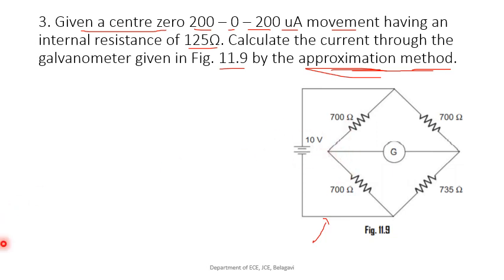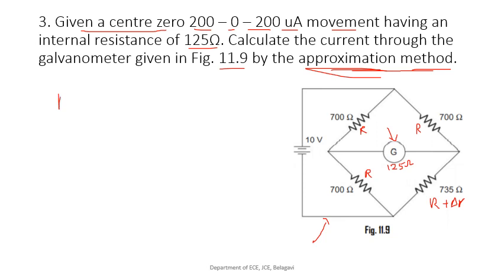So what you have to do is the approximation method. Here it is R, here it is R, here also it is R, and here it is R plus delta R. So three branches have resistance R, and the fourth branch has resistance R plus delta R. Then the galvanometer which is placed here has an internal resistance of 125 ohms, which is given in the problem.